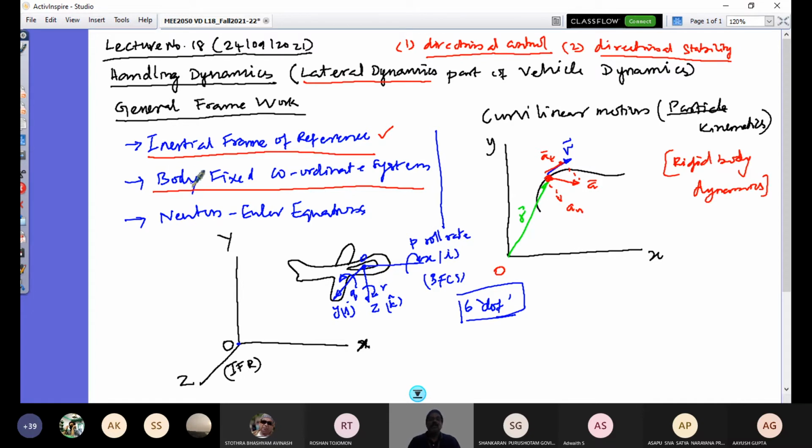So you know now what a body fixed coordinate system is. This is a non-inertial frame of reference. So the body coordinate system is a non-inertial frame of reference. Why? Because the aircraft is accelerating. The aircraft can have a local rotation with respect to the body coordinate system. So it is a non-inertial reference frame.